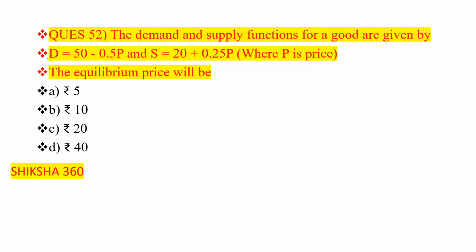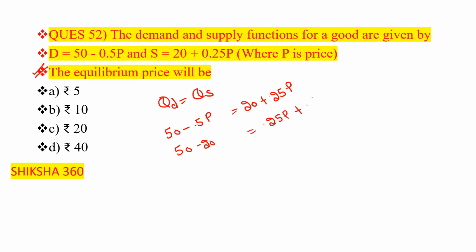Now move to the next question. What will be the equilibrium price? Equilibrium price is basically when quantity demanded is equal to quantity supplied. So 50 minus 0.5p is equal to 20 plus 0.25p, which gives 50 minus 20 is equal to 0.25p plus 0.5p, so 30 is equal to 0.75p.